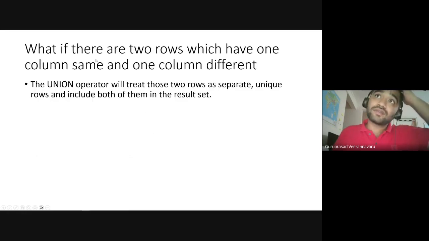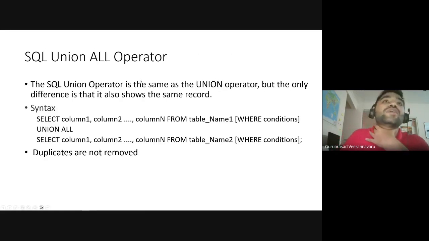What if there are two rows which have one column same and one different? It will treat those two rows as separate and include both of them. The example that I gave you, first name, last name: Guruprasad with some different address and Guruprasad with another different address. And we also discussed union all. In union all, duplicates are not removed. Whatever items are there in table one, they all are shown.